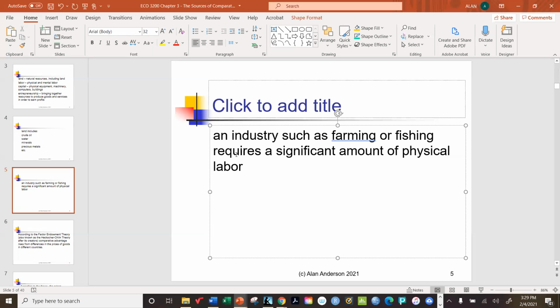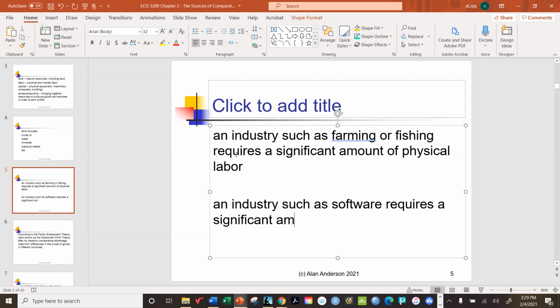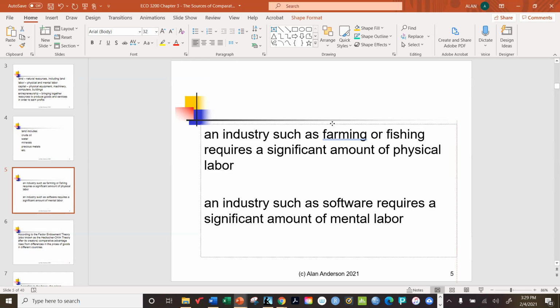So on the other hand, industries such as software require not a whole lot of physical labor except running your fingers across the keyboard of a computer. This requires a significant amount of mental labor. Now, of course, we need both to produce goods and services. So both of these are considered types of labor, as you can imagine. And then what about the third category?